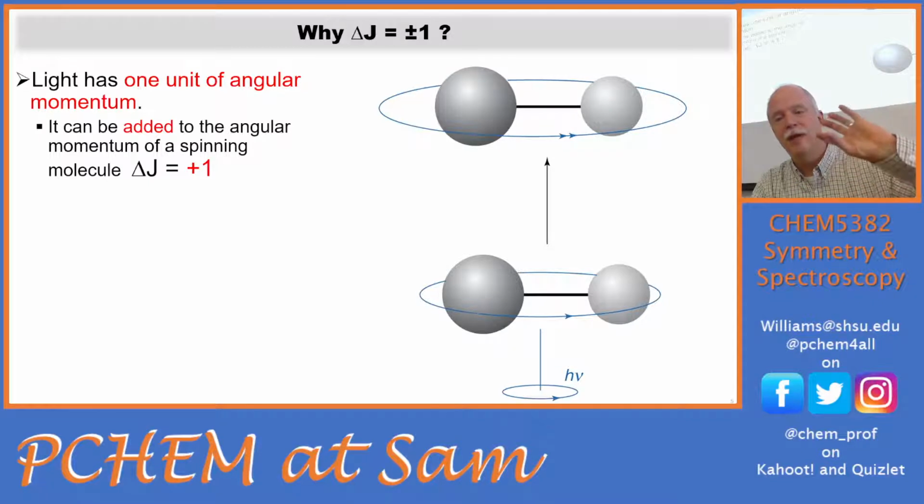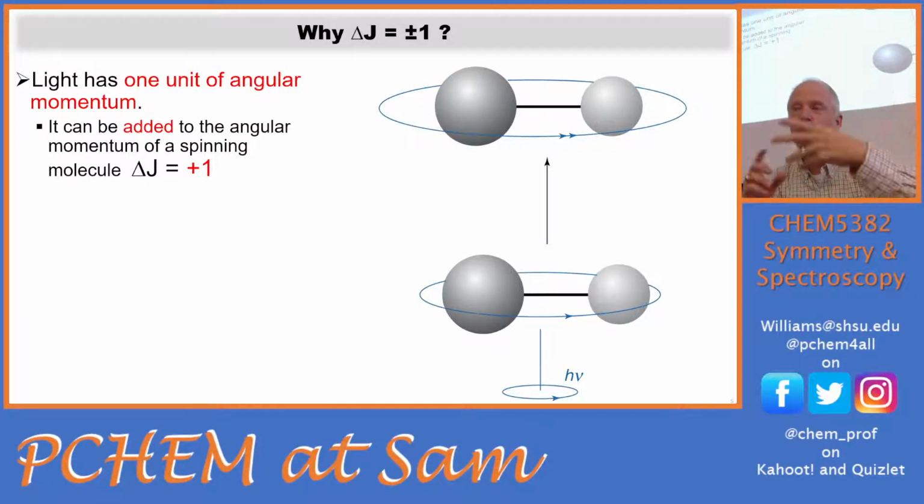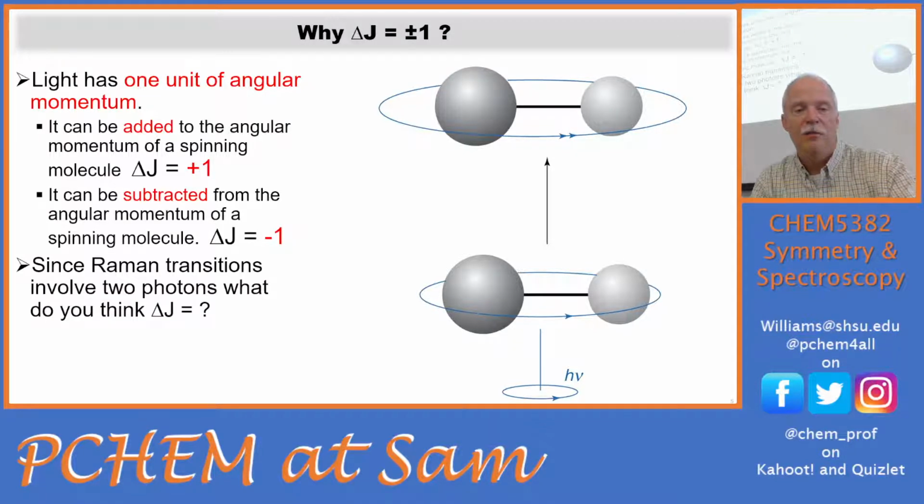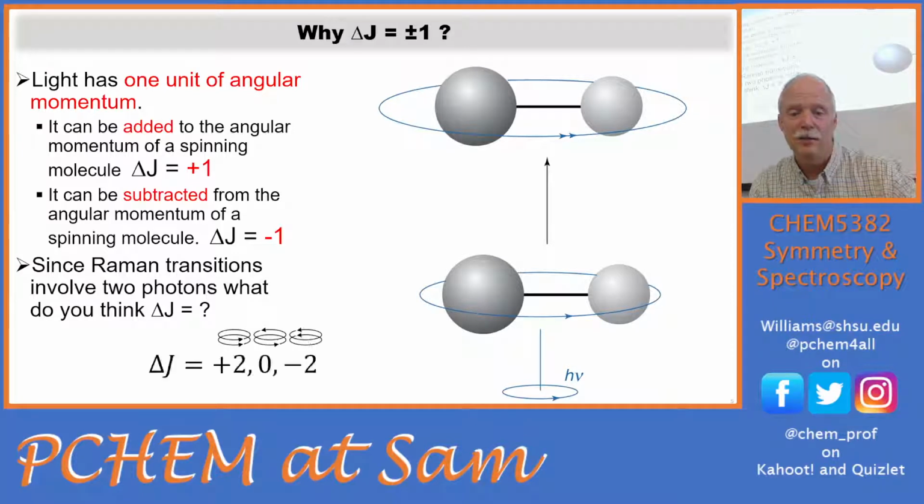That angular momentum can be added to the rotation of the molecule to cause it to rotate faster. It can come in and slow the molecule down if the angular momentum is in the opposite direction of the rotation, and that would be a delta J of minus 1. Raman is a 2-photon process, and so you can have +2 or -2 or 0. They can cancel each other out. So we have that illustrated sort of here.